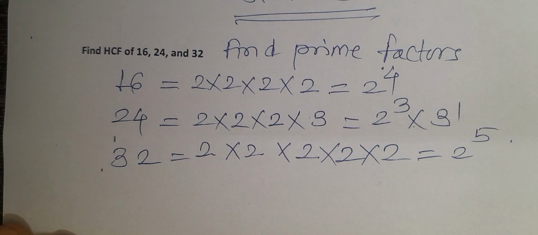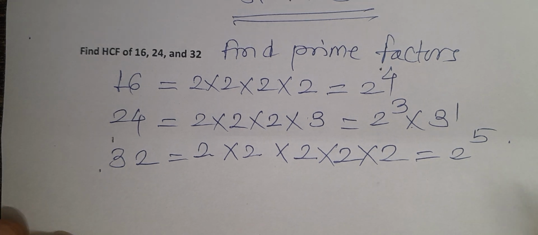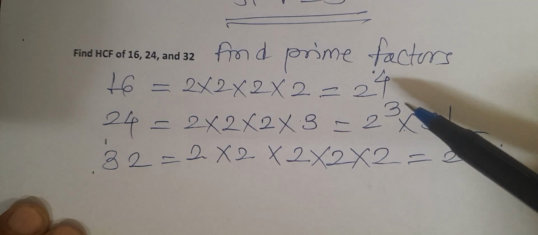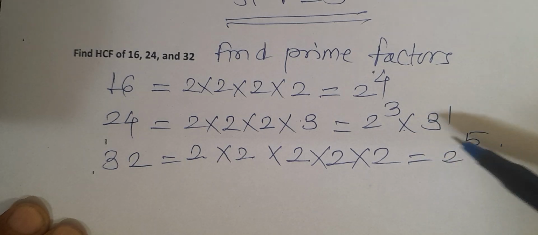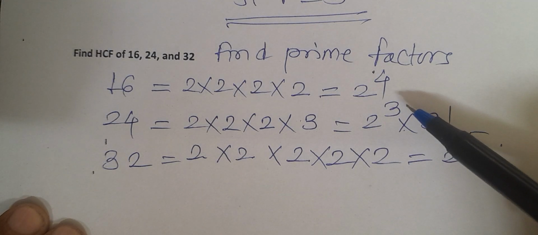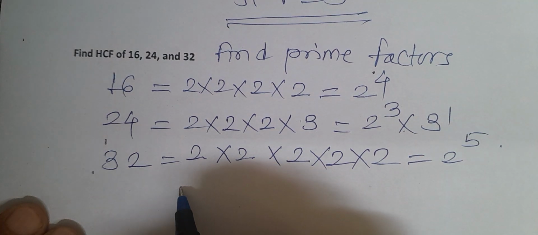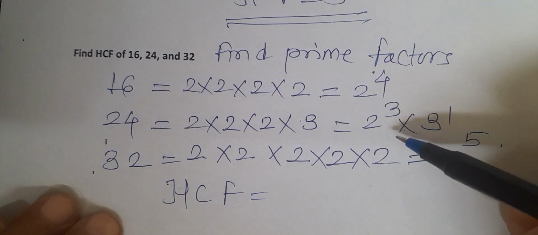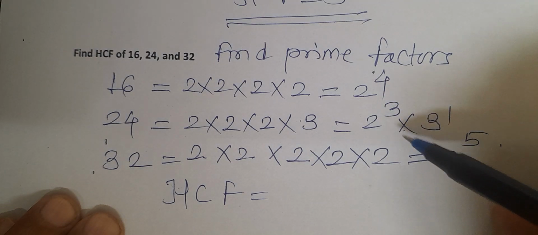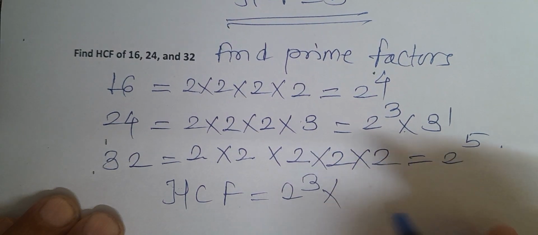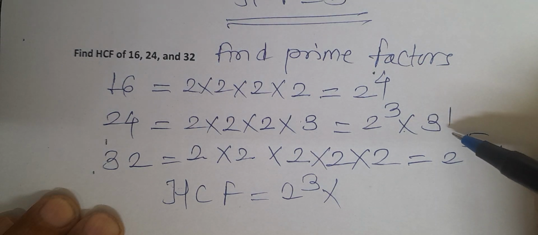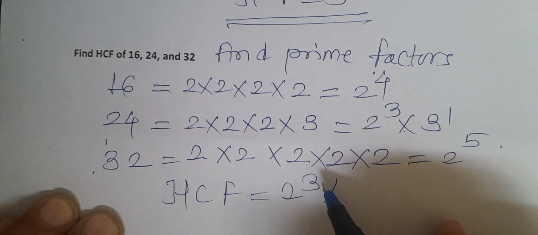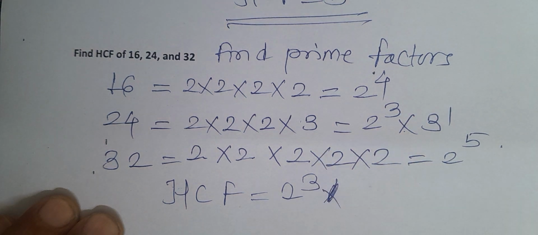Now we have to identify the lowest common powers. For the common prime 2, the lowest power is 2 raised to power 3. And 3 is not here, 3 is here, again 3 is not here. So only 2 raised to power 3.